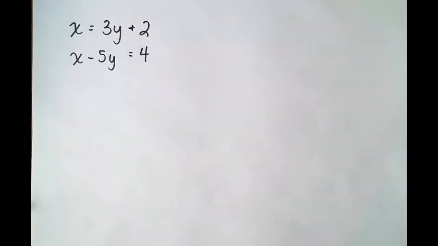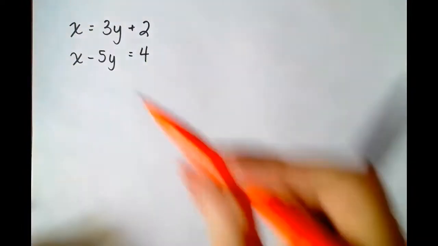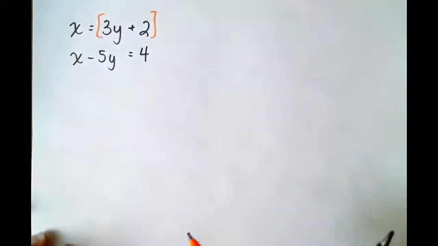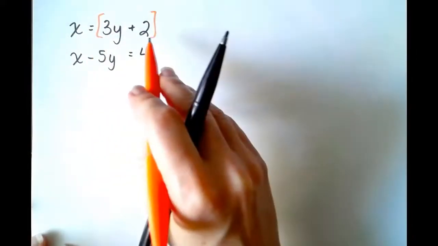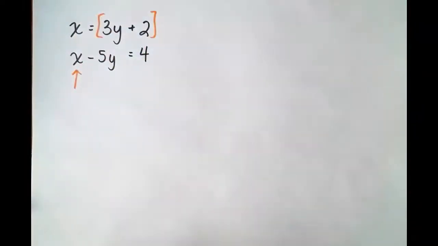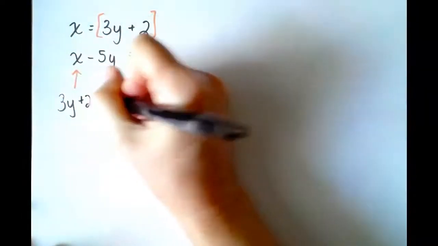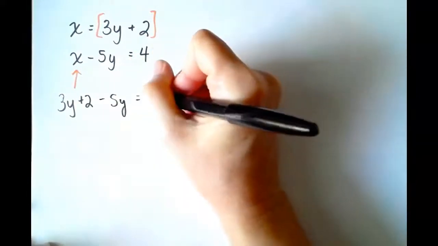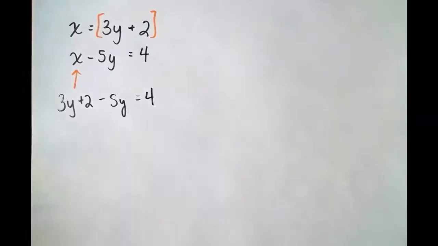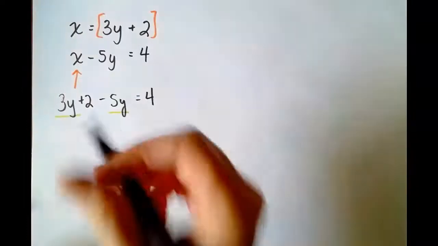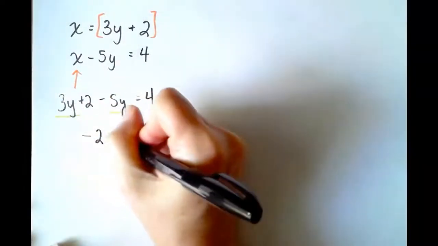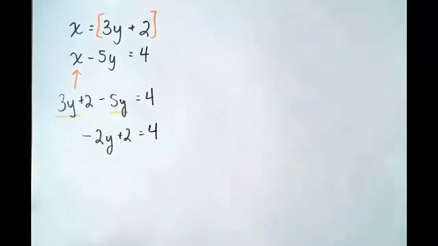Let's do it again. Now we've got x equals 3y plus 2. So right away, we know what x is equal to. We can take this equivalent substitution for x and plug it in to the second equation. Let's do that. So 3y plus 2 minus 5y equals 4. So let's combine like terms on the left-hand side. 3y minus 5y is negative 2y plus 2 equals 4.